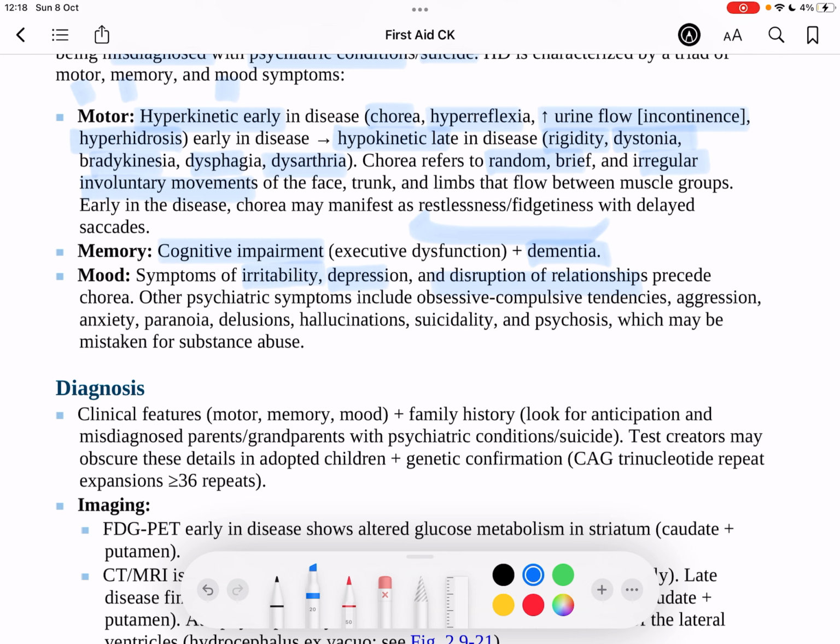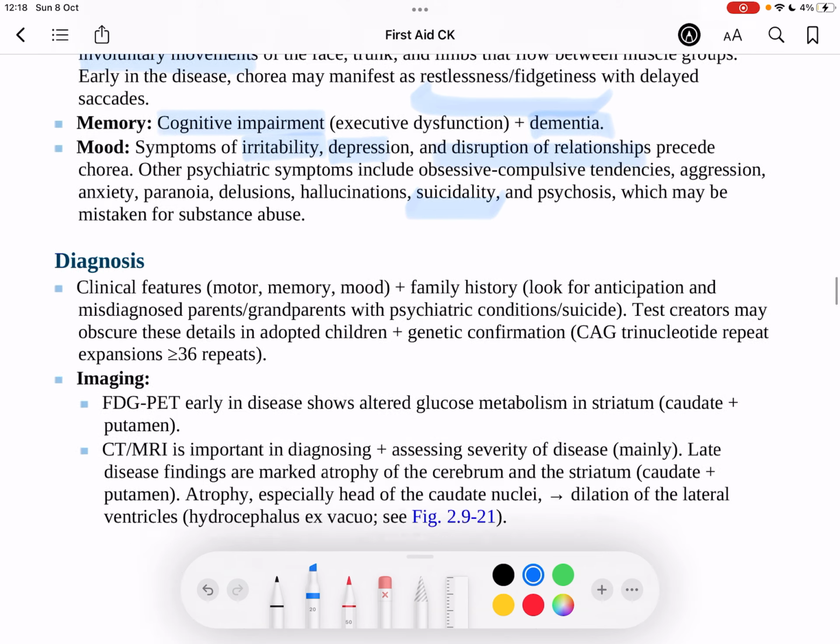In fact, a lot of patients with Huntington's disease do actually commit suicide, okay? And a lot of these signs and symptoms can be mistaken for substance abuse, so do be careful in STEMs not to get confused between the two.